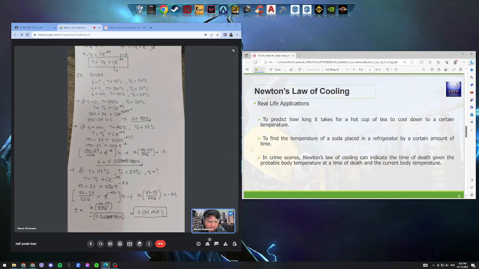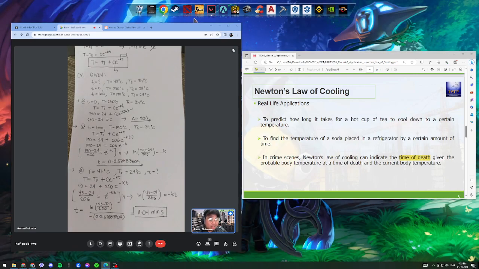So another no, last real life application that is noted here. We have in crime scenes, Newton's law of cooling can indicate the time of death, given the probable body temperature at the time of death and the current body temperature. So, dili ra day about sa kanang mga temperature sa kanang coffee, sa mga unsa ba ng object. We can still use this no in crime scenes.